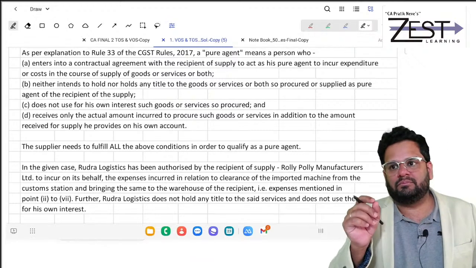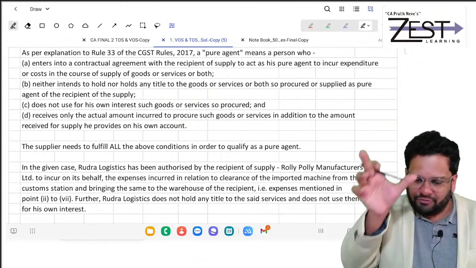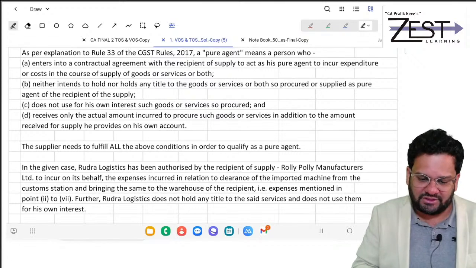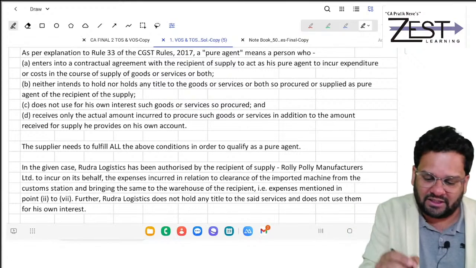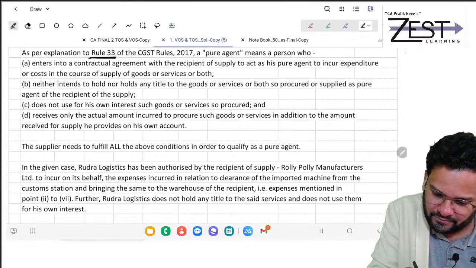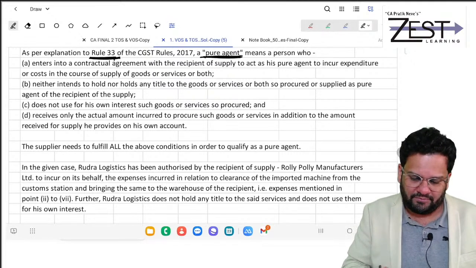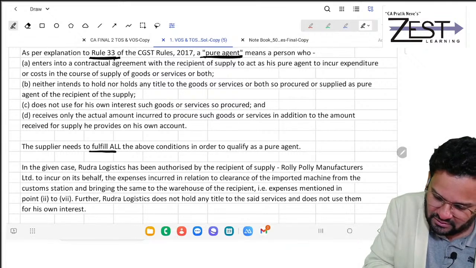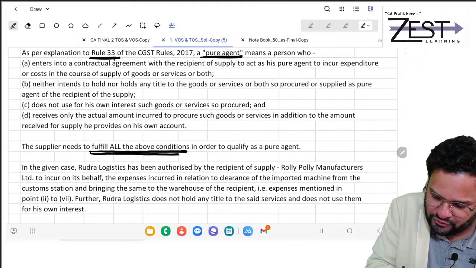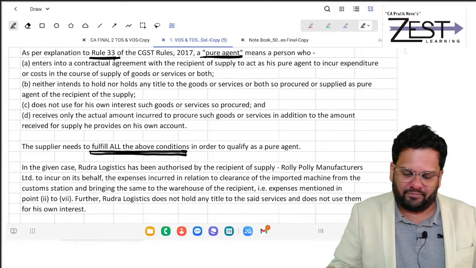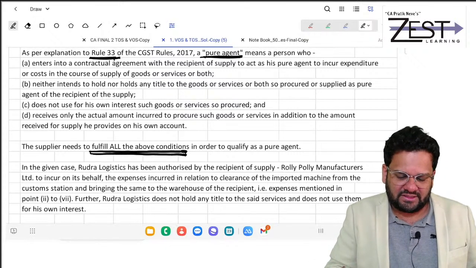So in your sums notebook, leave one page for the question and on the next page start writing the solution. First write the meaning of pure agent, then write the conditions to be fulfilled to qualify as pure agent.